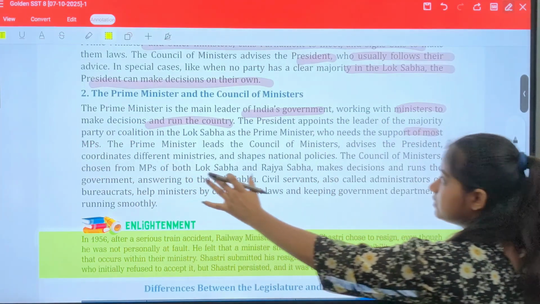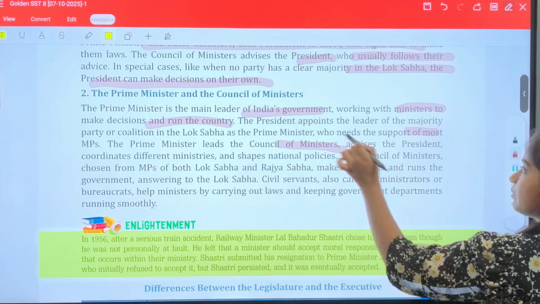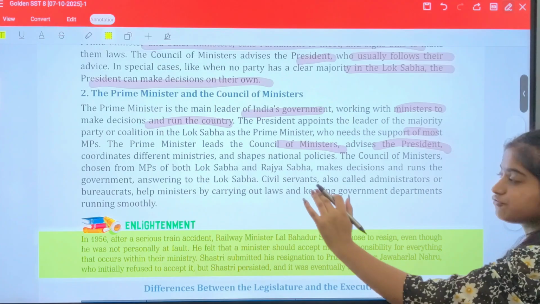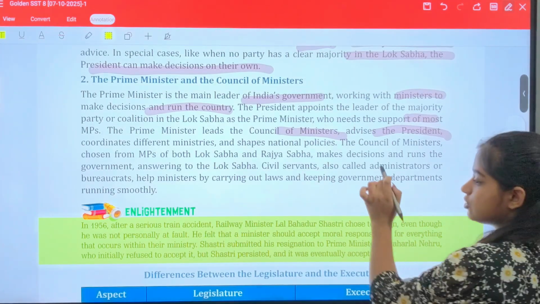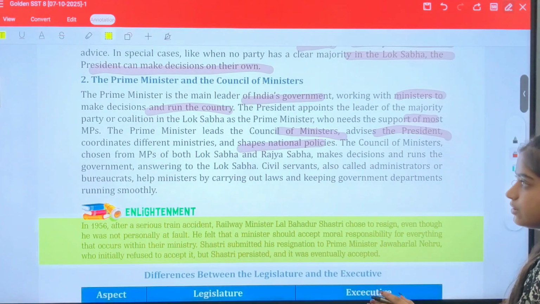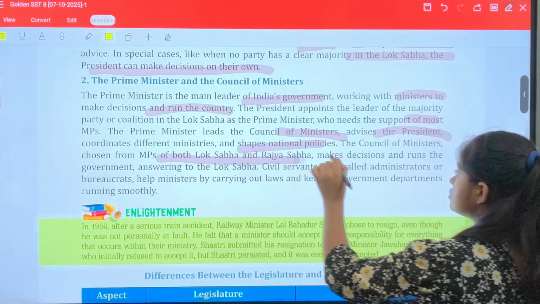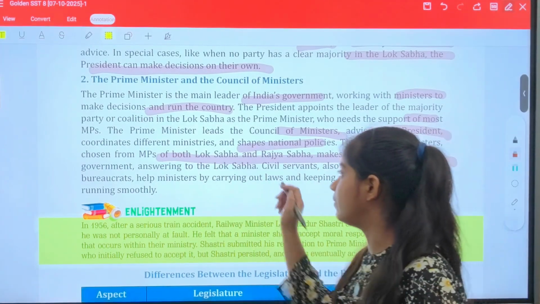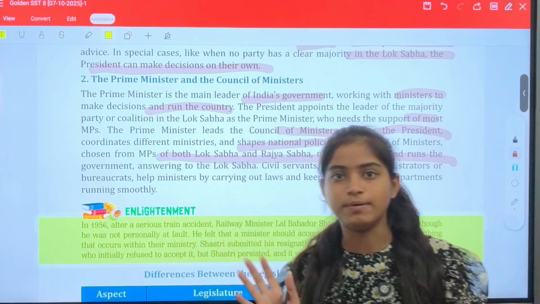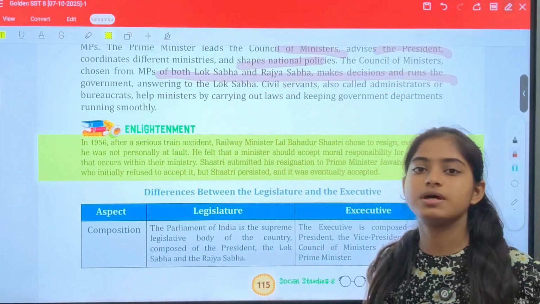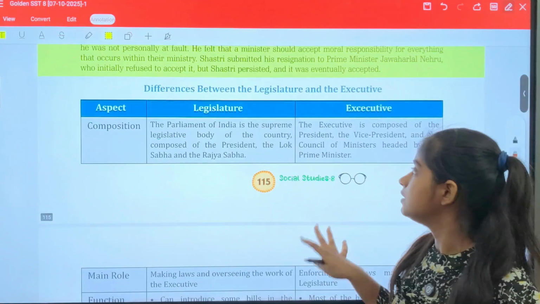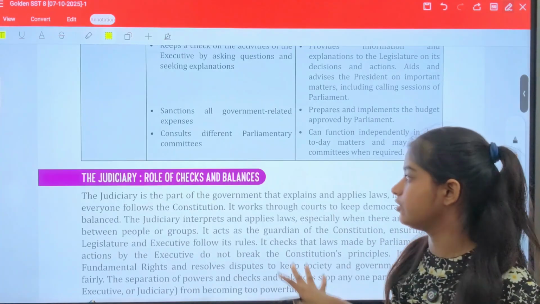Okay, so the Prime Minister leads the Council of Ministers, advises the President, coordinates different ministries and shapes national policies. The Council of Ministers is chosen from MPs of both Lok Sabha and Rajya Sabha, makes decisions and runs the government, and answers to the Lok Sabha. This is how members are elected, and all the functions and members are included in this. This is a difference and a chart between them, you can read this.